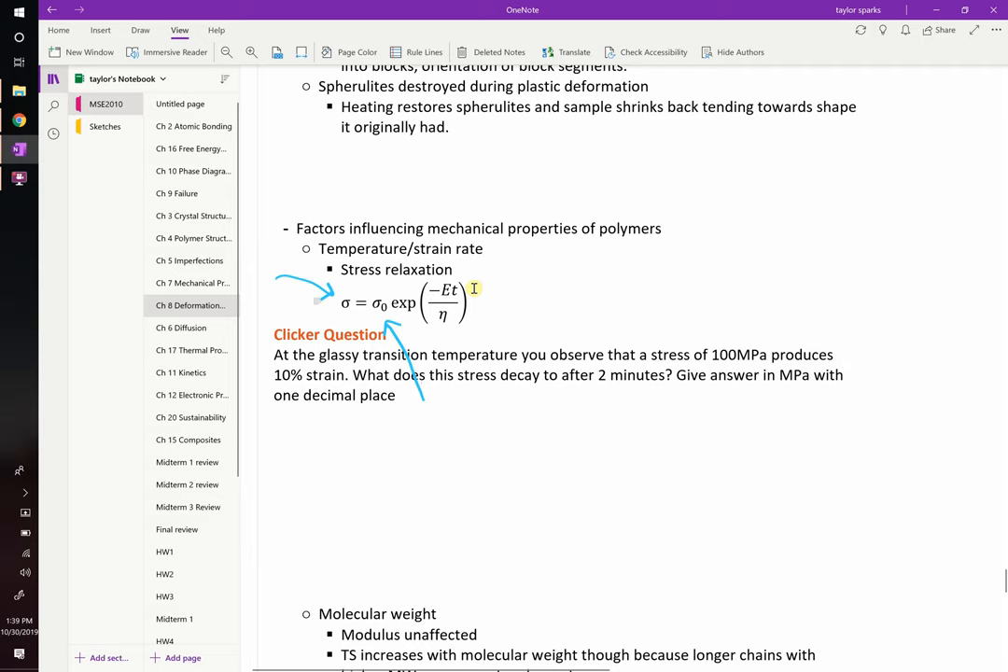The amount that it goes down over time is obviously proportional to time in the exponential, but it's also proportional to the stiffness of your material, that's your modulus E, and the viscosity. Okay? So if you have a very low viscosity material, then it's going to stress relax really quickly. If you have a really stiff, high viscosity material, it's going to stress relax slowly. Okay? So let's do an example of this.